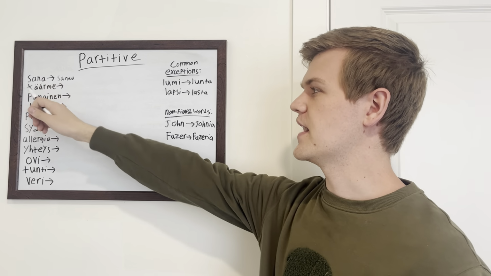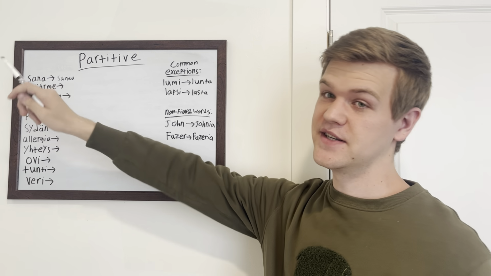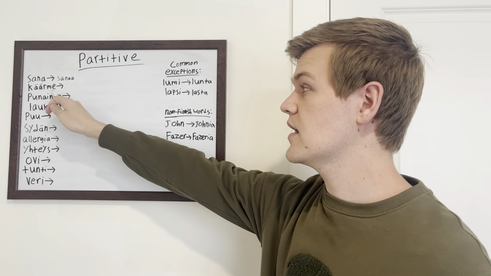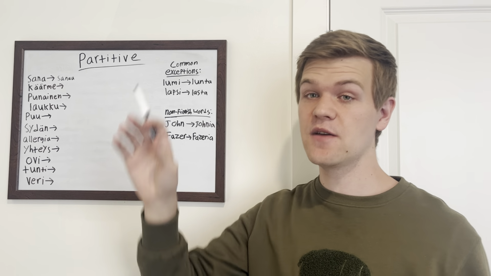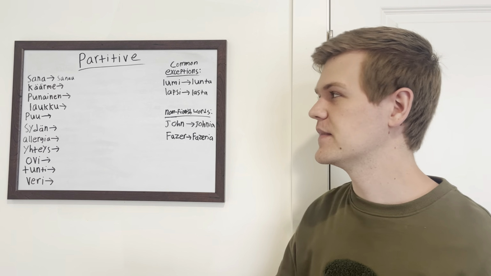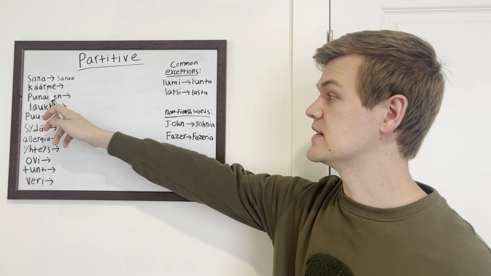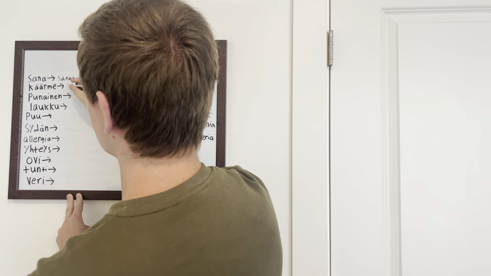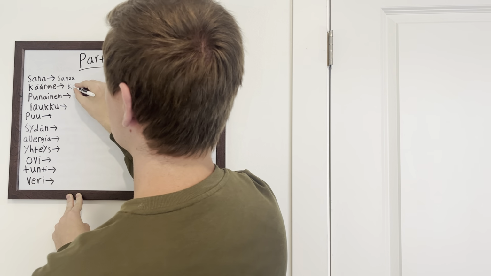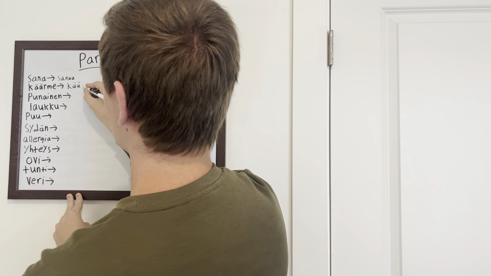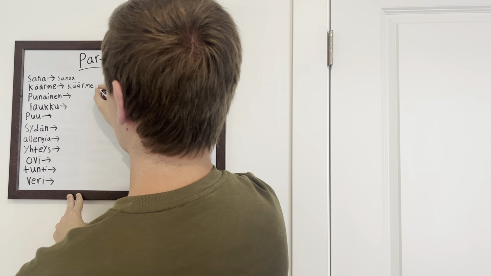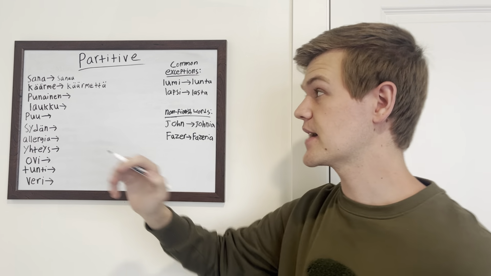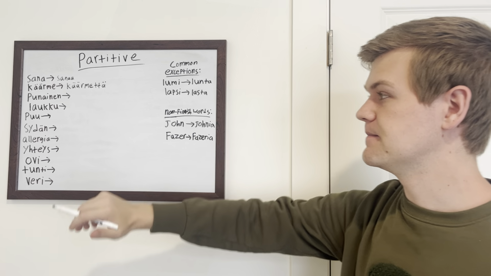Nice. The next one, käärme, which is snake. This one ends in E, which means it's our rule when it ends in E, we add TTA. So if I want to put käärme into partitive, I'm going to add TTA, which is going to give us käärmettä. So this one was like perhe that we talked about before, käärmettä.